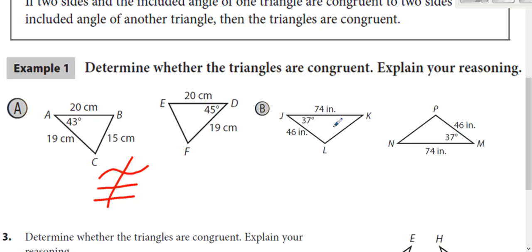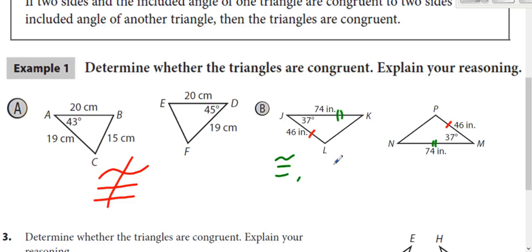Similar over here, 46 is going to match with the 46. The 74 matches with the 74. And the angle between them has to be the same also. 37 degrees, 37 degrees. Yes, they are congruent. We have the two sides with the angle in between.